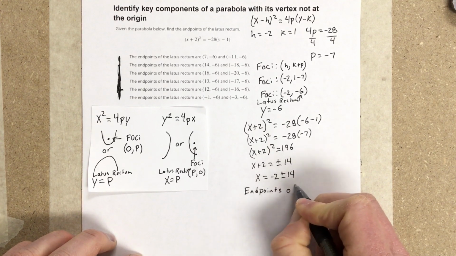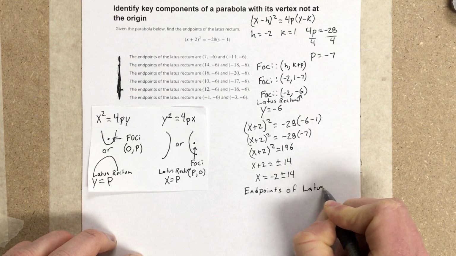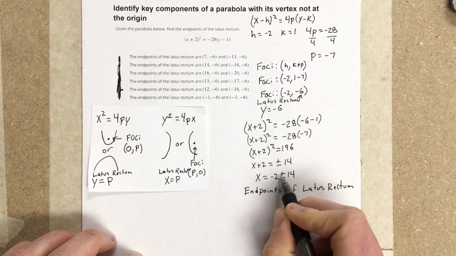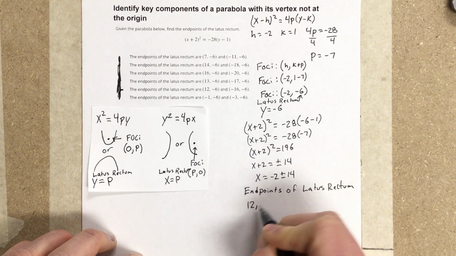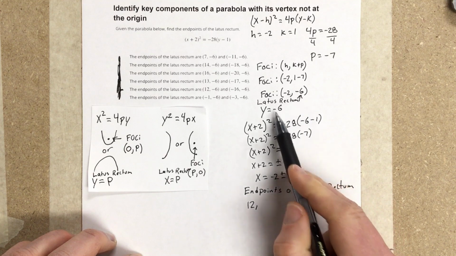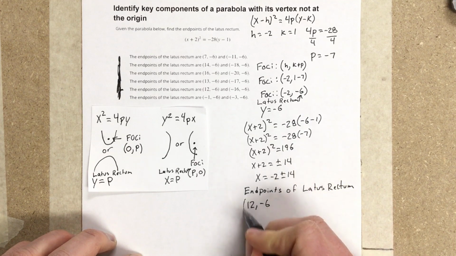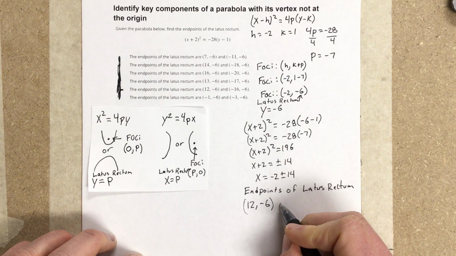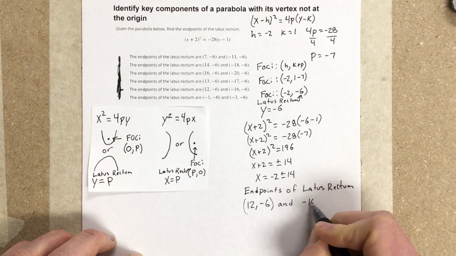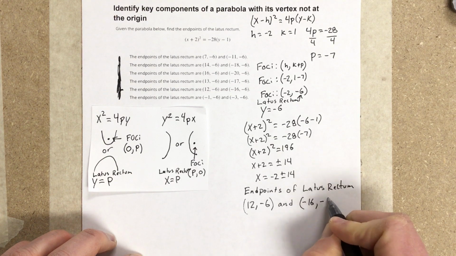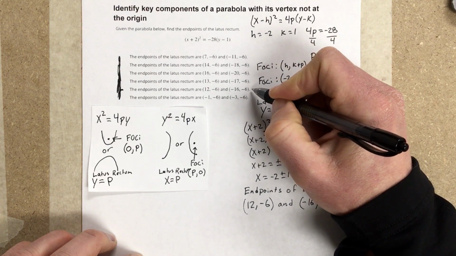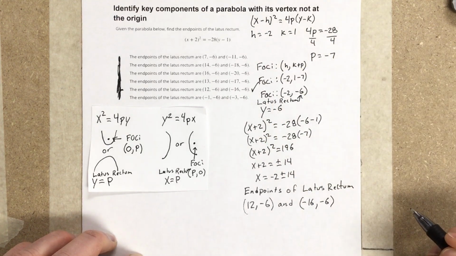endpoints of the latus rectum are going to be negative 2 plus 14, which is 12, comma, my y value that I plugged in at the beginning, which was negative 6, so (12, -6), and then negative 2 minus 14, which would be negative 16, comma, negative 6. So you can see that that would be this fifth option down for my endpoints of the latus rectum.